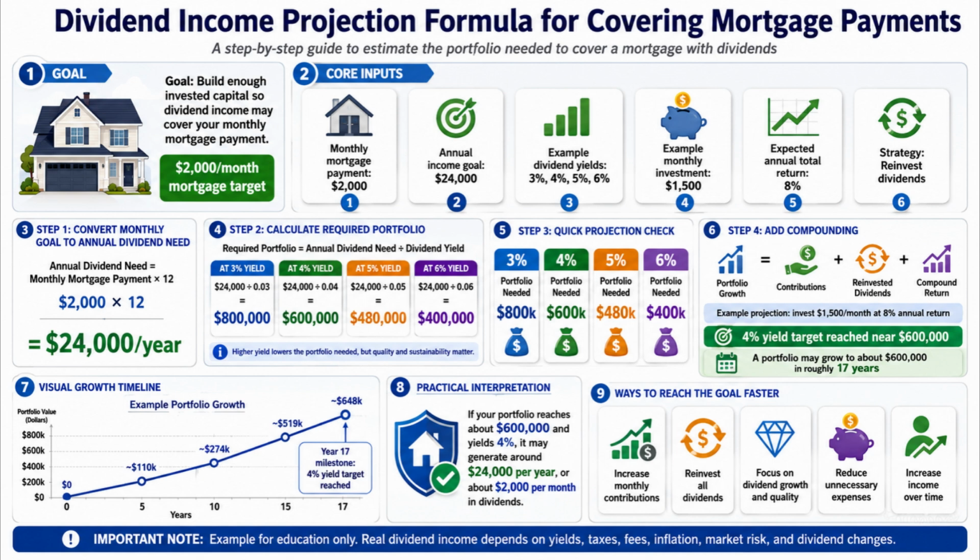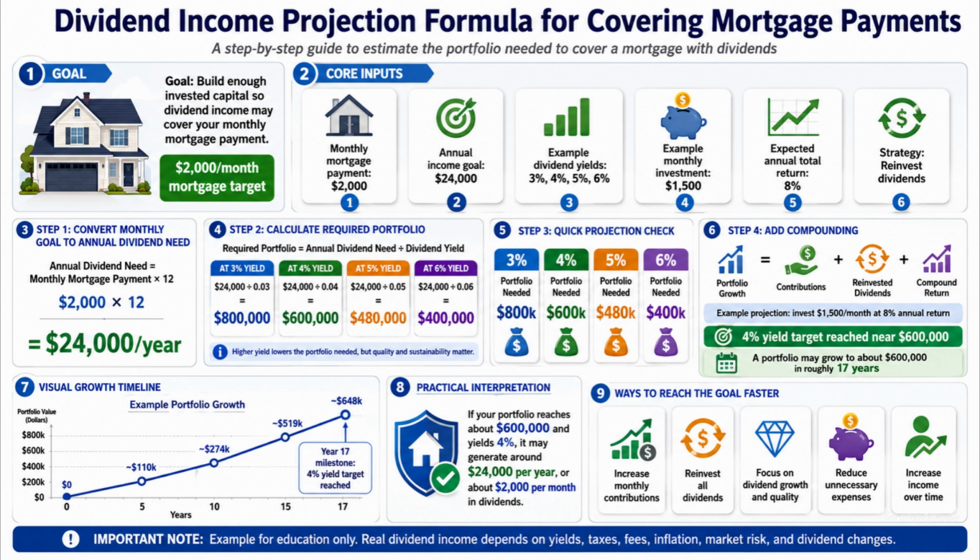If the portfolio reaches about $600,000 and produces a 4% dividend yield, it may generate around $24,000 per year. That is equal to about $2,000 per month, which could potentially cover the monthly mortgage payment. In practical terms, this model helps investors connect a real-life expense with a clear portfolio target. Instead of only saying, "I want passive income," the investor can say, "I need $24,000 per year from dividends to cover my mortgage." This makes the financial goal more specific and easier to track.